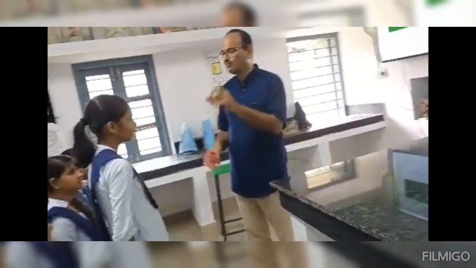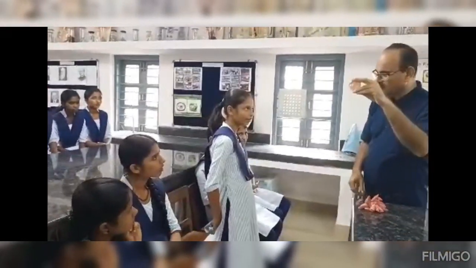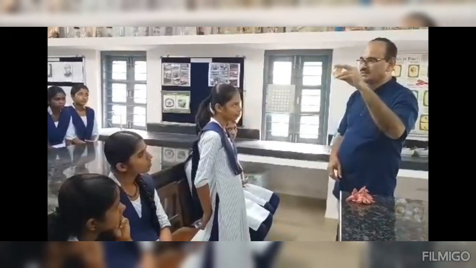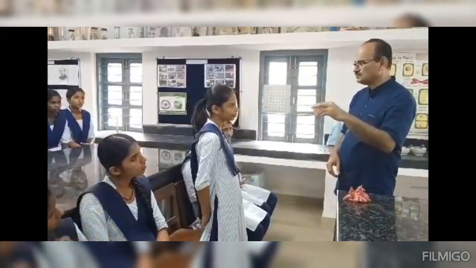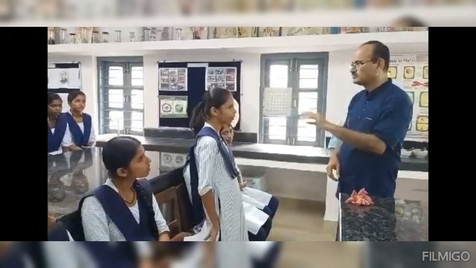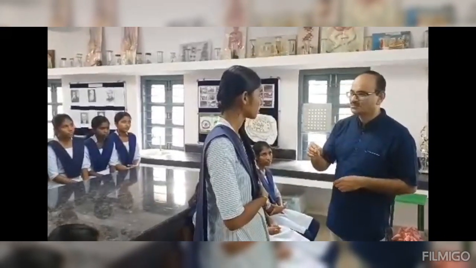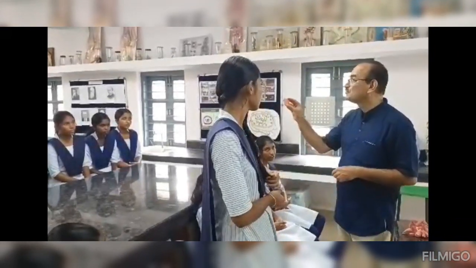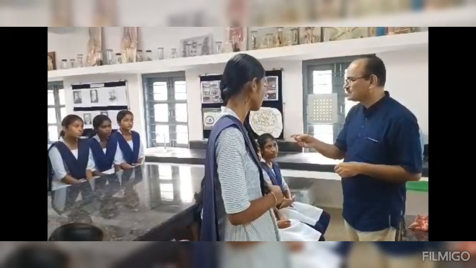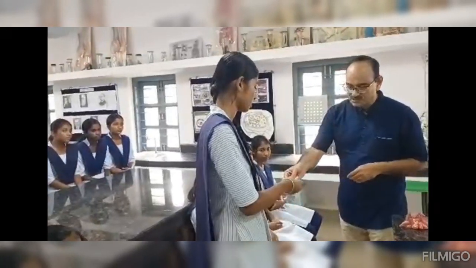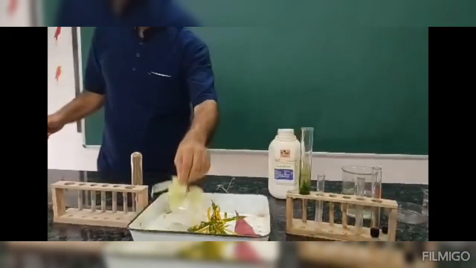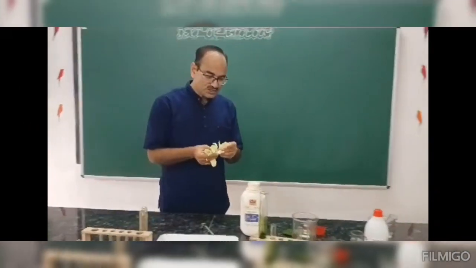Take a leaf from that. Then you have to dip it in boiling water. Then what next do we have to do? No, before that you have to put it in the alcohol so that you remove the color of this. Okay, so you can feel this leaf. Then you will be doing the starch test for this leaf.